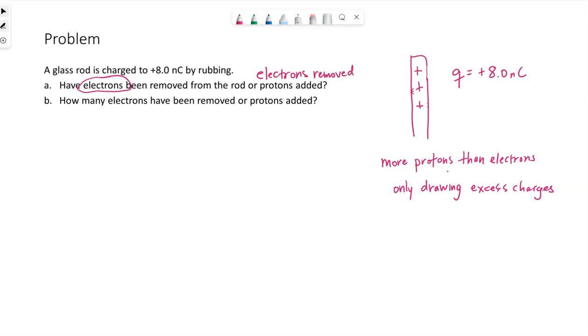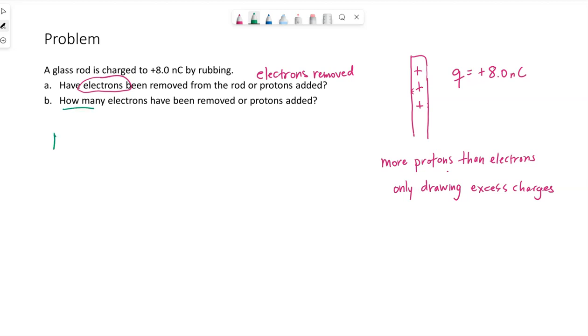This is the example of silk rubbed on glass. This silk would become negatively charged. So question B, we want to know how many.